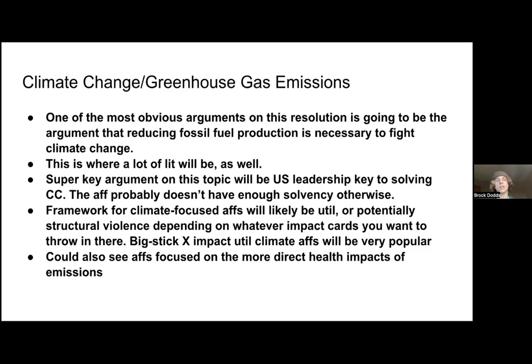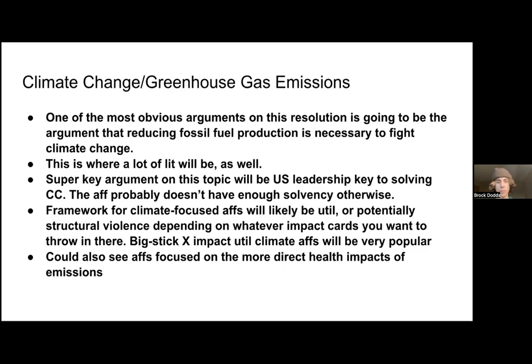One thing to mention, though, is that the AF might be a little constrained on solvency here, because if you think about a quarter of the US's total emissions, there's still a significant reduction in the globe's emissions, but definitely not enough to reverse the effects of climate change or even make a significant dent in the fight against climate change. So another super key argument on this topic, specifically when running this AF, will be proving that US leadership on climate change is key to solving it.